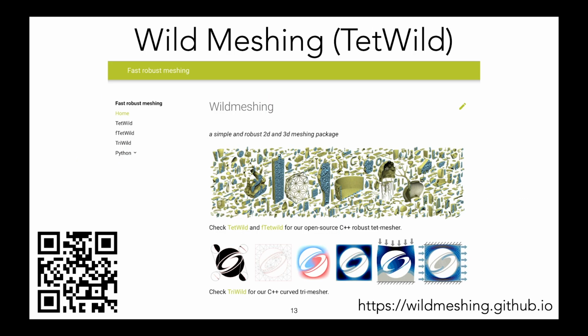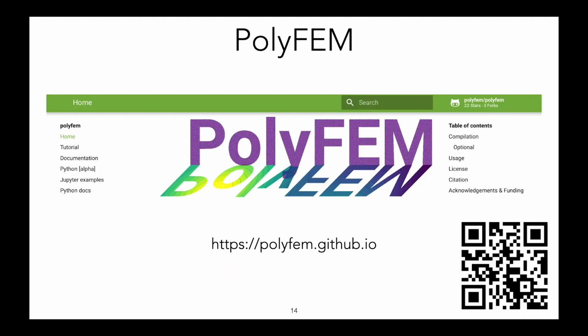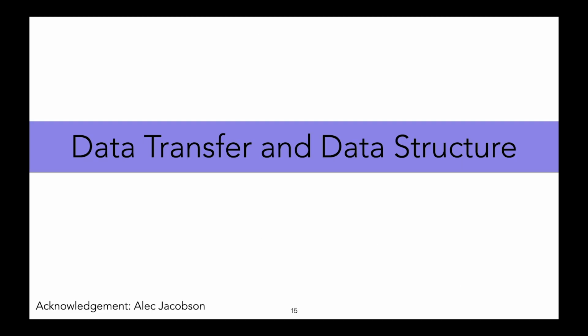Then wild meshing. This is an open source library for doing meshing, both triangle meshing in 2D and tetrahedral meshing in 3D. This one is also fully available through Conda, and you're going to see in one of the applications how to use this library to generate your meshes. Finally, PolyFEM. This is a library for doing simulations using the finite element method. Also this one is available through Python, and it will be used in one of the applications.